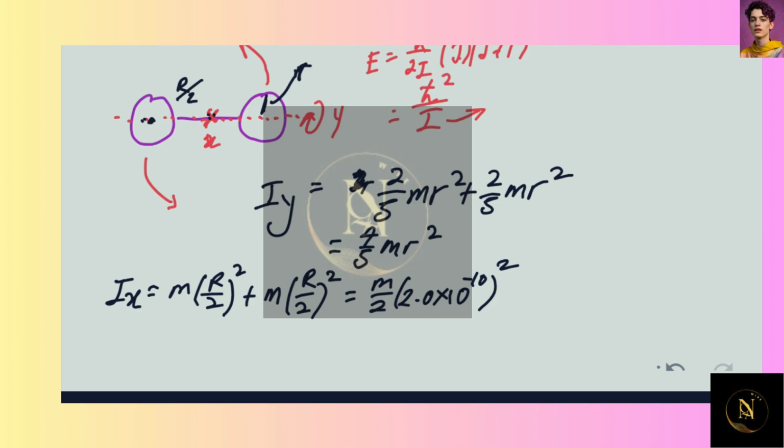For this, the big R, which is the distance between the two nuclei, is given as 2 times 10 to the power minus 10. Whereas for the small r, which is the radius of the nucleus, this is 2 times 10 to the power minus 15.